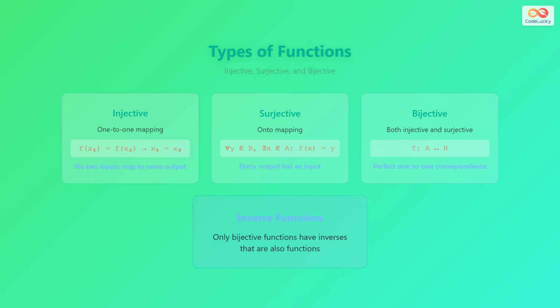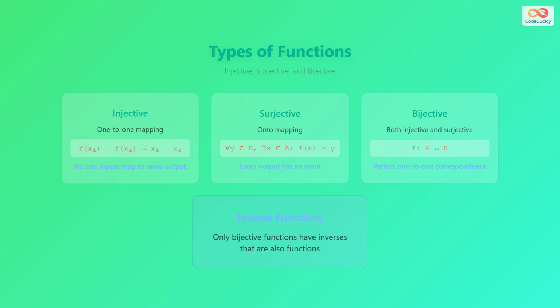Let's explore the different types of functions: injective, surjective, and bijective. An injective function, also known as a one-to-one function, ensures that no two inputs map to the same output. If f of x1 equals f of x2, then x1 must equal x2.